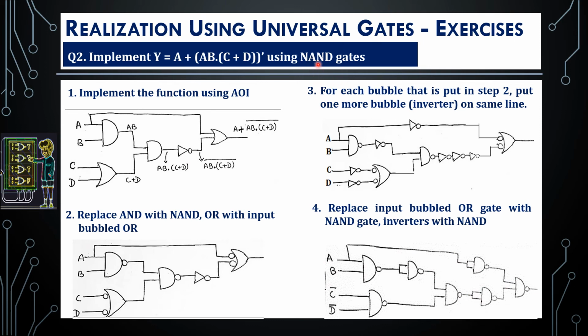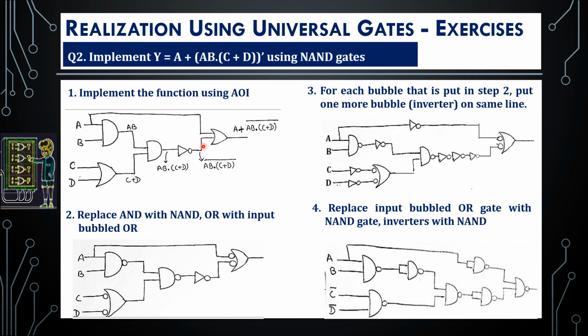So what we have to do? We have to replace all the AND gates with NAND gates and OR gates with NAND as well. So we put one bubble at the output line of each AND gate. Then we put a bubble at the input of each OR gate. We are putting bubbles. Fine.